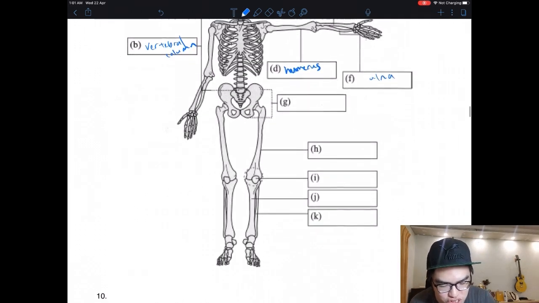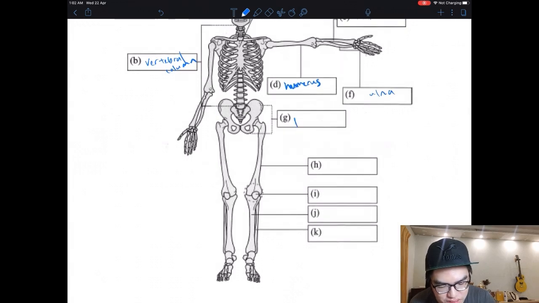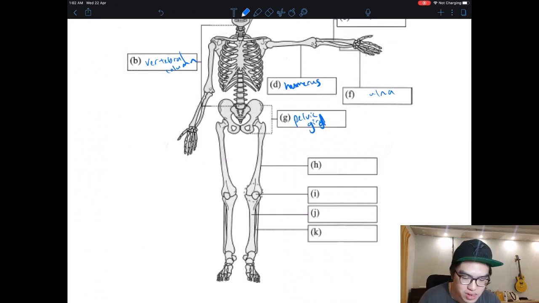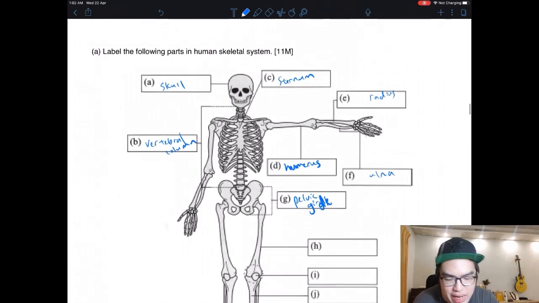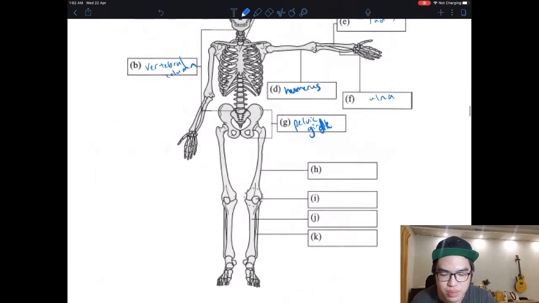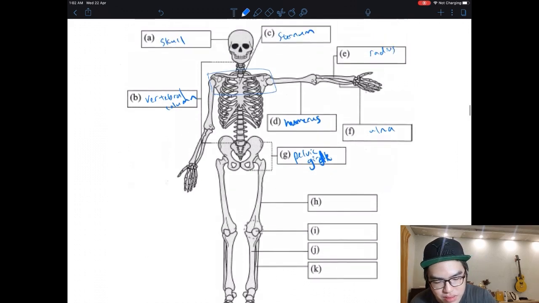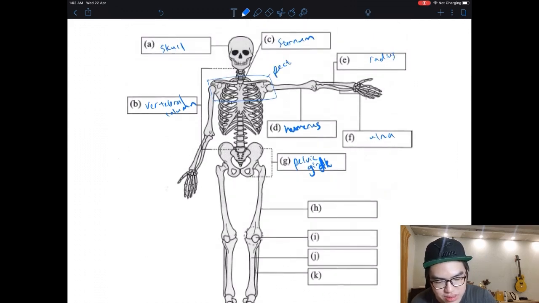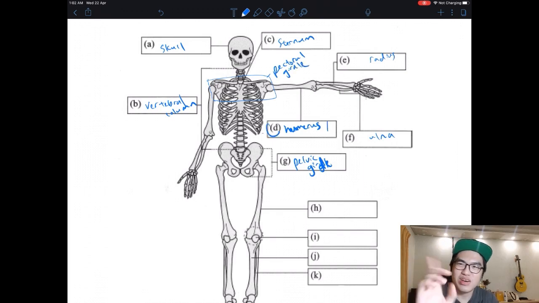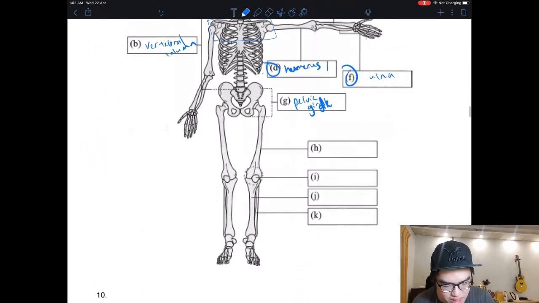So what is G? G is the pelvic girdle, which means your hip. But at least you should know this is your pectoral girdle. This one they will ask. All these, the humerus, D, E, and F, I don't think they will ask. The same goes for your H, I, J, K. I don't think they will ask this.